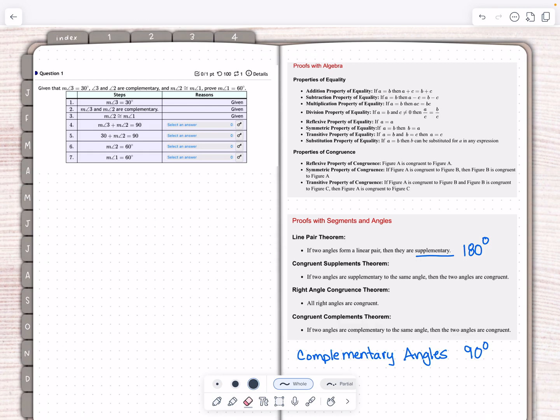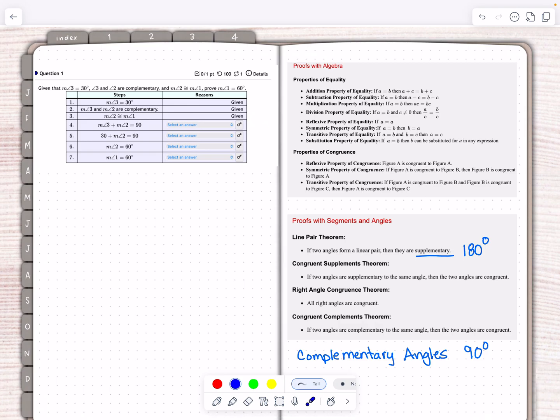So here we're given the steps of how we're going to get from the beginning givens, and we need to fill in the reasons as to why this is happening. So let's follow the logic.